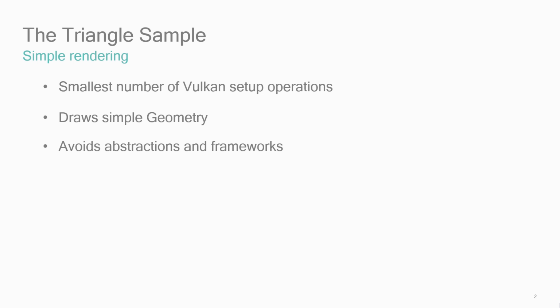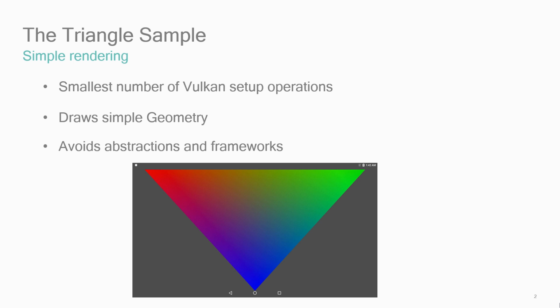We've even pre-processed the vertex and fragment shaders to SPIR-V bytecode, so there's not a lot of shader code to worry about in this first example. The resulting rendering draws the triangle with interpolated colors. The triangle sample is a good sample to start exploring Vulkan with.